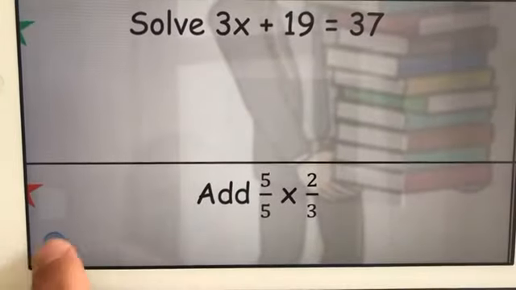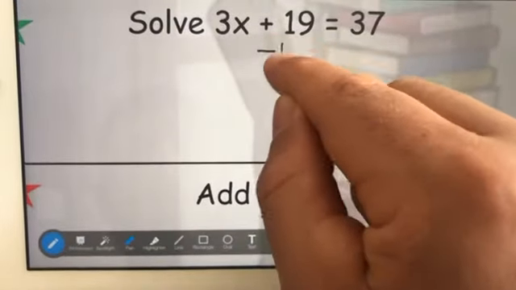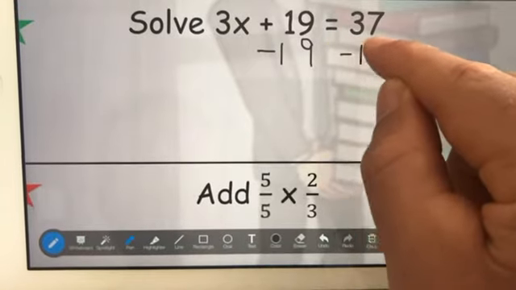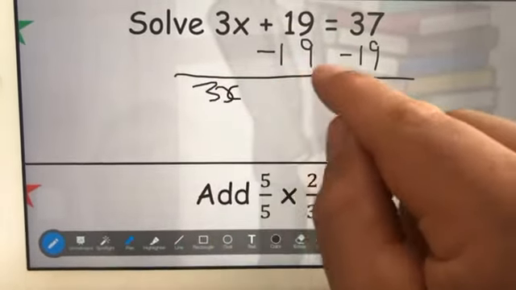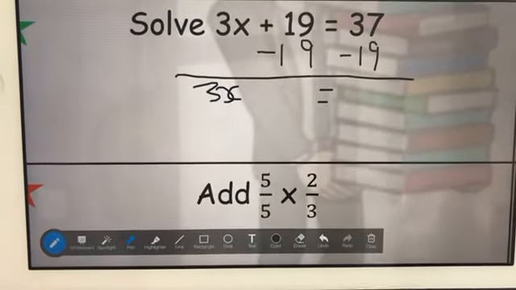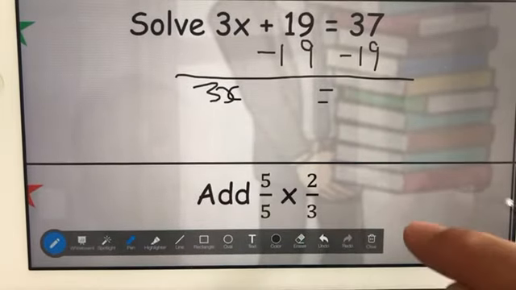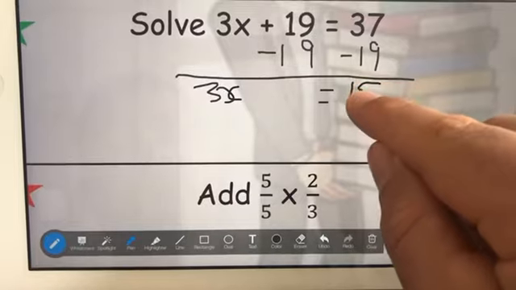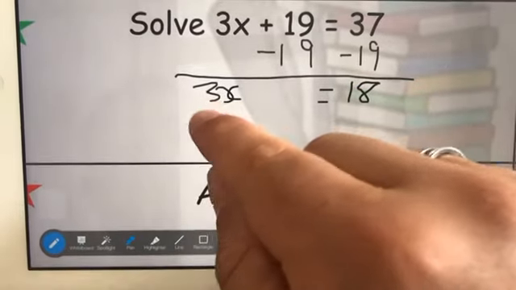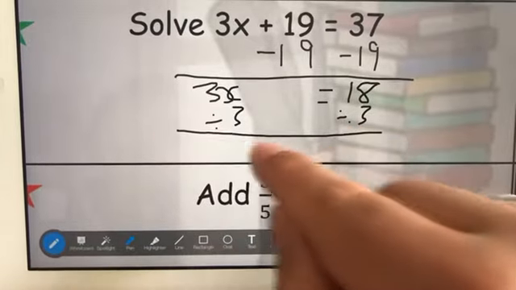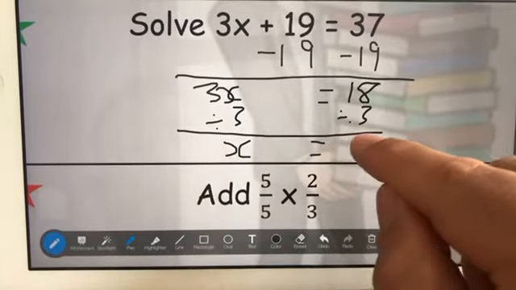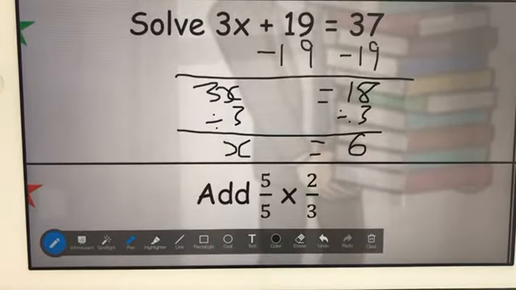3x plus 19 equals 37. I'm going to take away 19 from both sides first. So 3x just moves straight down. 37 take away 19 gives me 18. 3x equals 18. If I divide both sides by 3, I end up with x equals 6. 3 points for that one.